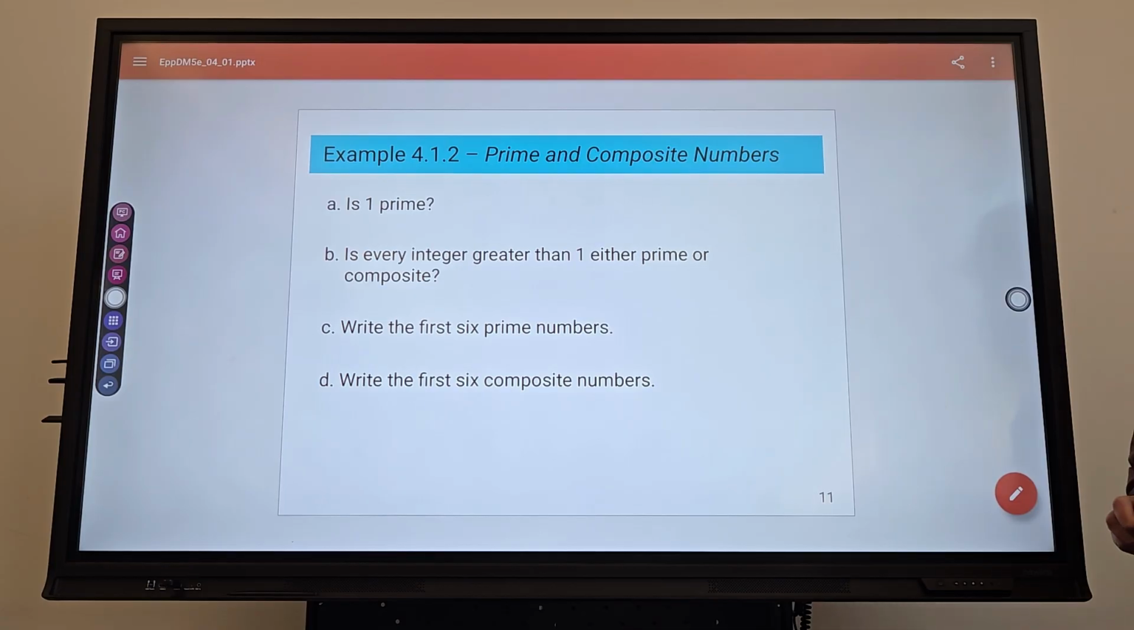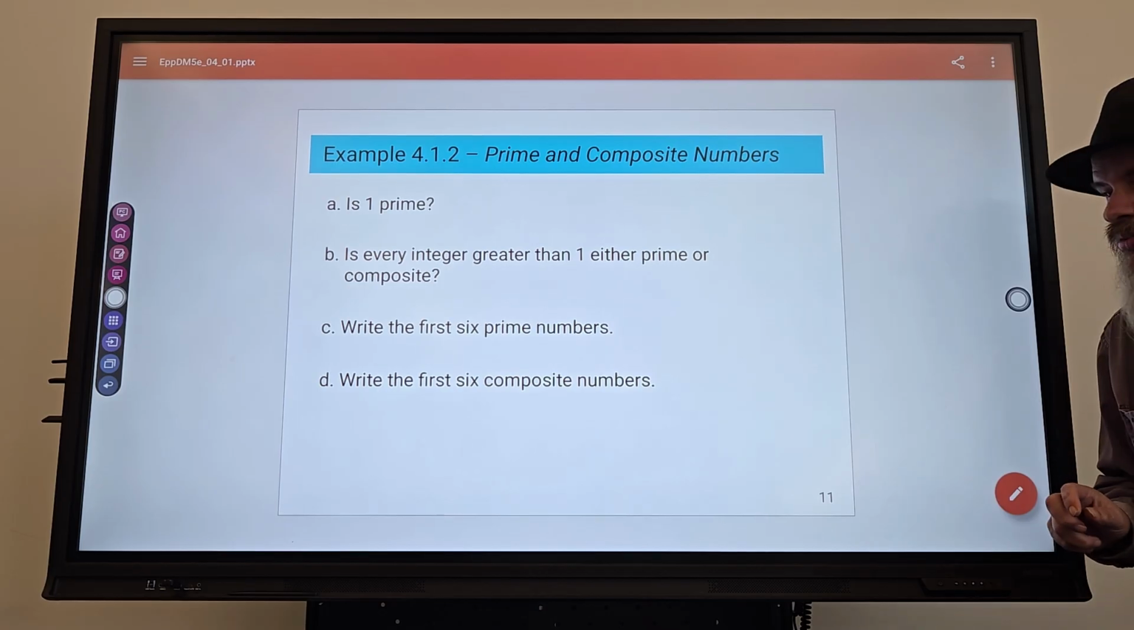Is 1 prime? No, because it has to be greater than 1. Is every integer greater than 1 either prime or composite? Yes. What are the first six prime numbers?